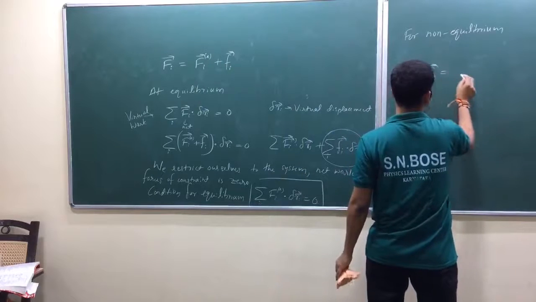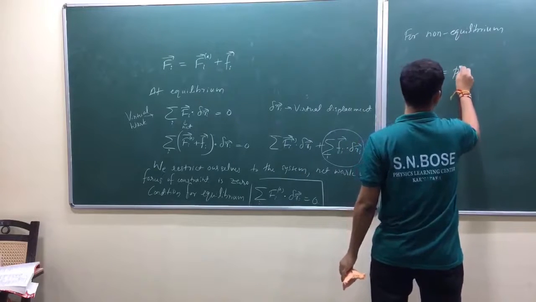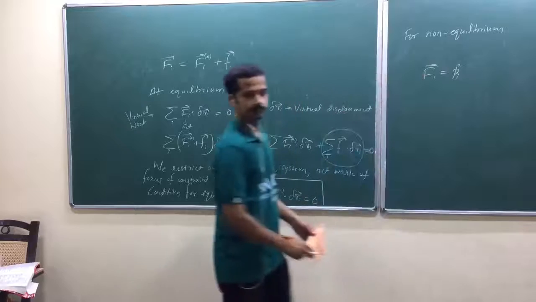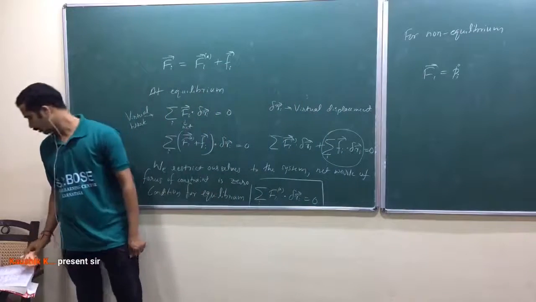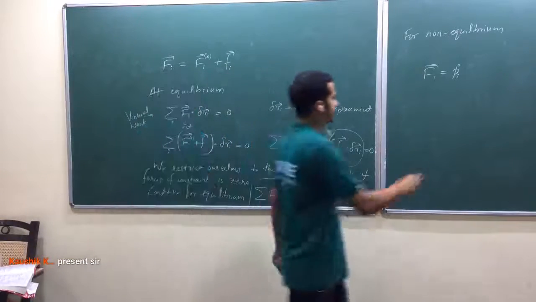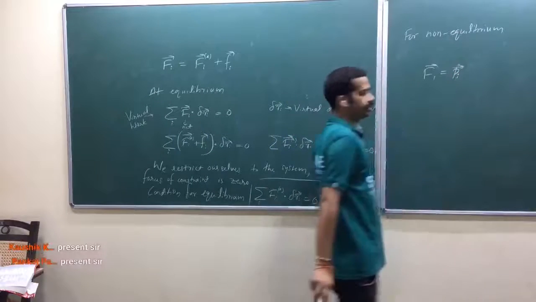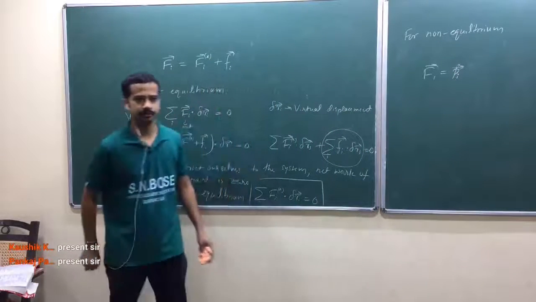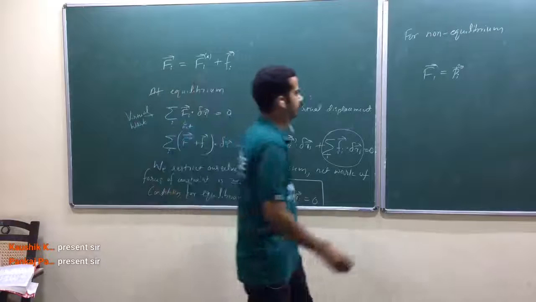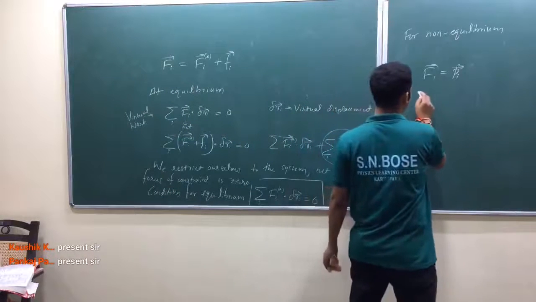Fi is equal to Pi dot, the rate of change of momentum. Am I right? So can I write like this? Again, that's also a vector. Fi is equal to Pi dot. So now Fi can be written as, how do you write?